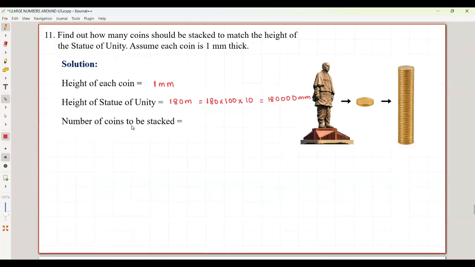Now the number of coins to be stacked is equal to, just divide. This is nothing but, if you are placing the comma, 1 lakh 80,000 millimeters, divided by 1 millimeter. If you are dividing anything by 1, we'll be getting the same answer. 1 lakh 80,000 coins we need. So we need 1 lakh 80,000 coins to be stacked to reach the height of Unity.